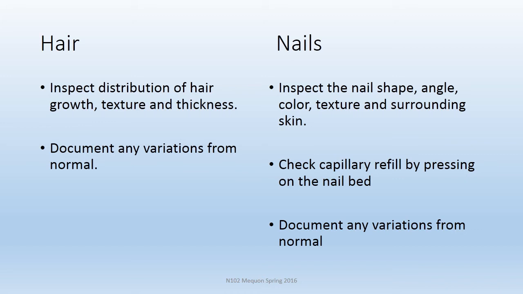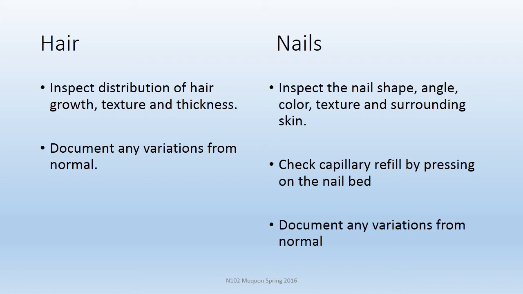So that's part of your inspection. The other thing you can do with the nails is known as a blanch test. You can gently press on the nail bed, and the nail bed color may turn white briefly, but it should quickly return to its normal pinkish color when the pressure is released. And by doing this, we're actually checking the patient's circulation.